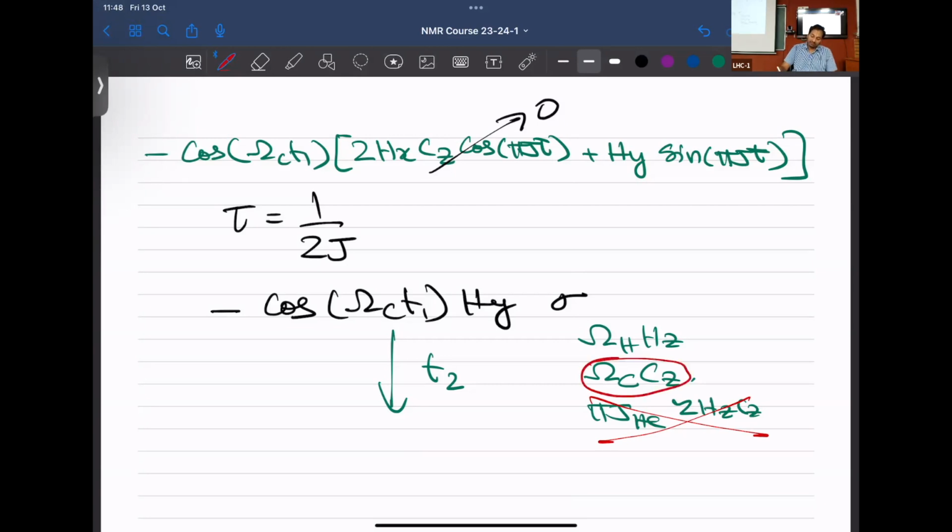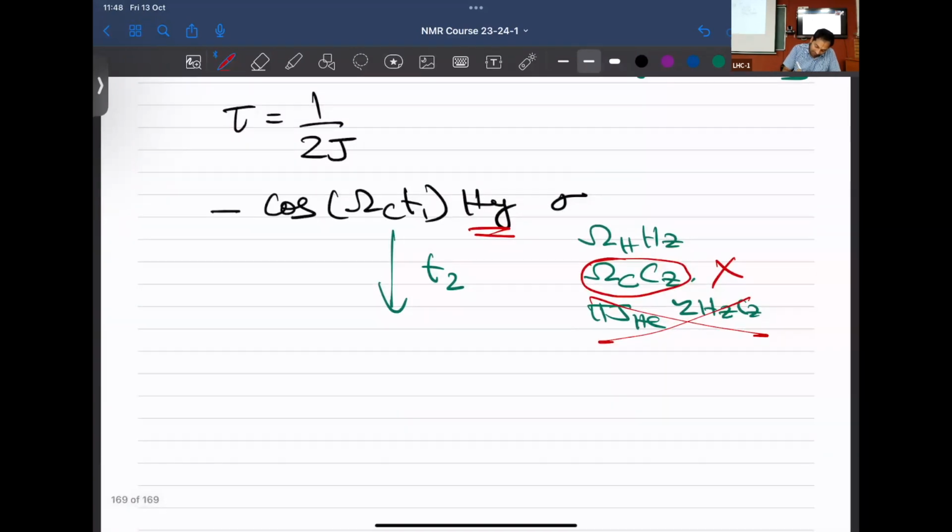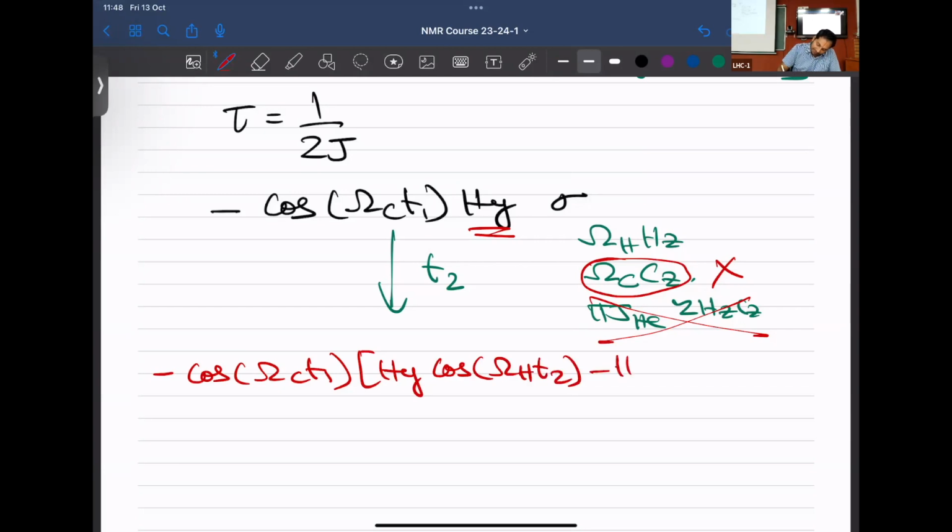And you know for a fact that carbon chemical shift will not evolve because it's a proton operator that's present. So carbon chemical shift will also not evolve. Right? So the only thing that's going to evolve is proton. So let's see what we get. Minus cos omega C T1 HY cos omega H T2 minus HX sine omega H T2.